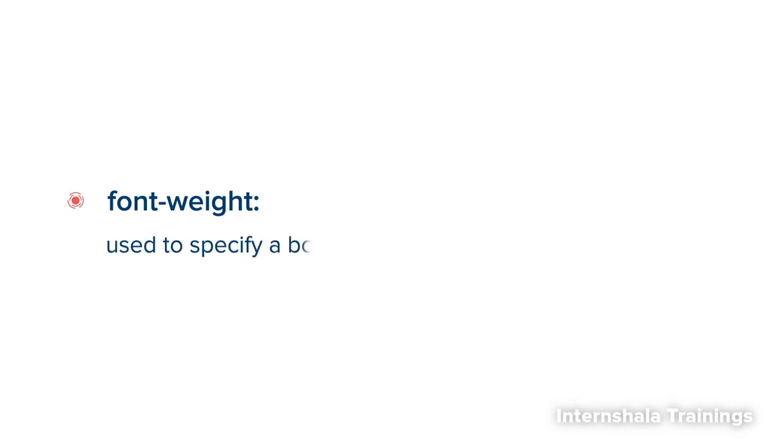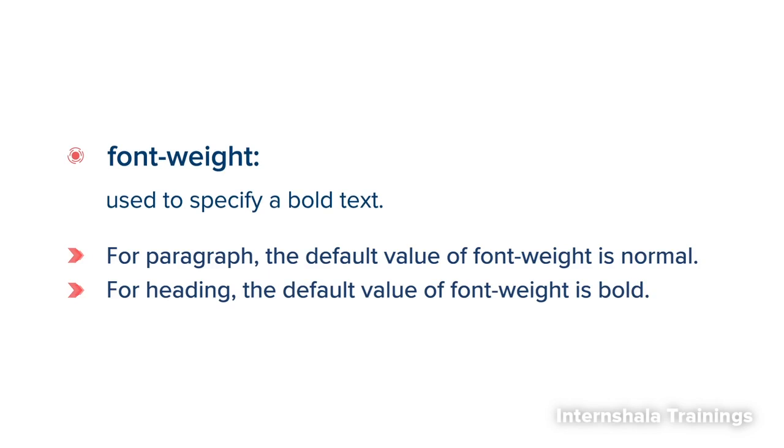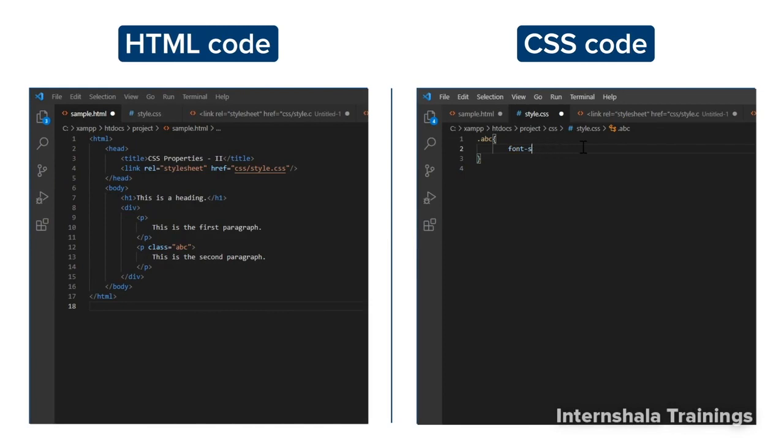This property is used to specify a bold text. The default value of font weight is different for different elements. For a paragraph it is normal, but for any heading element, that is H1 to H6, it is bold. To specify font weight in our code, we can use this CSS property like this. Here we have decided the font weight as bold for the second paragraph. And in case we want to specify the font weight as normal, we can change the value from bold to normal like this.